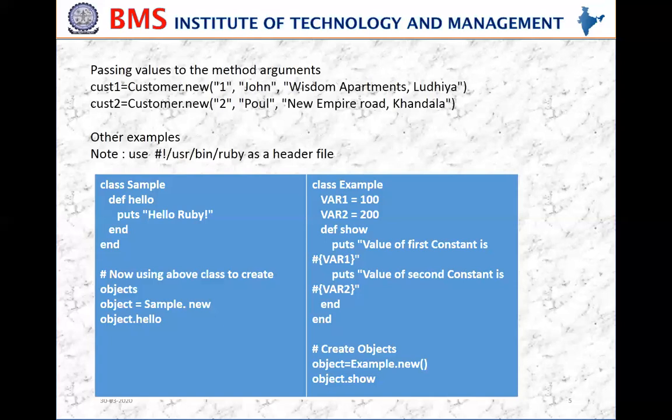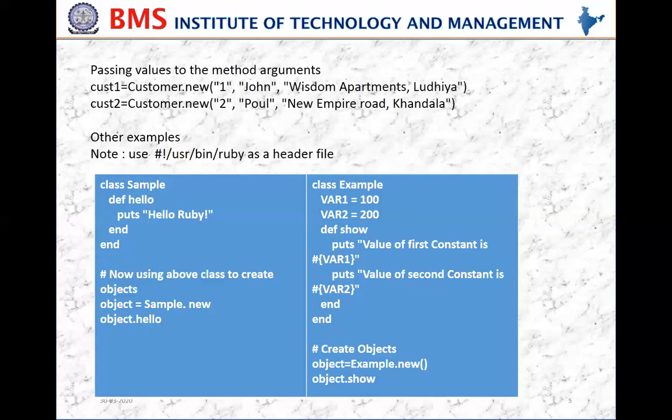We have two variables, var1 and var2, say 100 and 200 respectively. Now that becomes a global variable. Now we want to access the value which is defined outside the method. So var1 and var2 are called global variables, and we want to display the value of the first global variable and the value of the second global variable, that is var1 and var2 respectively.